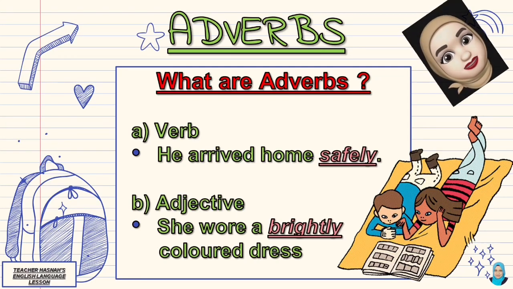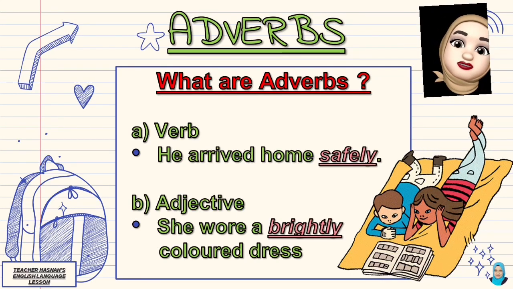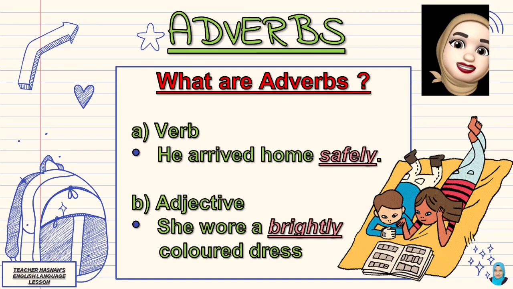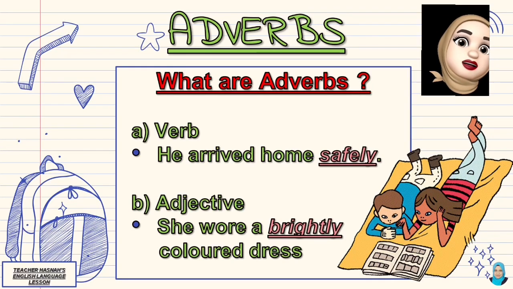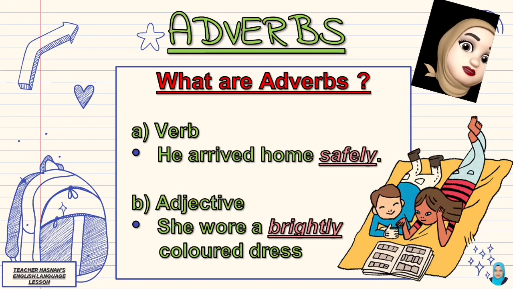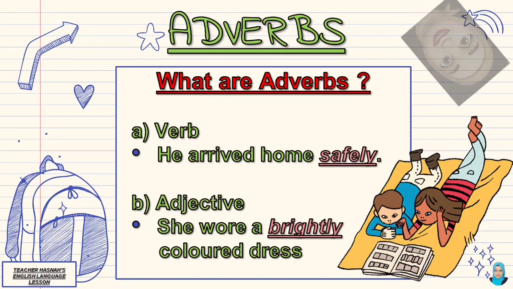Now, what are adverbs? Adverbs add extra information to a verb. For example, he arrived home safely. Safely here says about arriving. Adverbs also comment on adjectives. She wore a brightly colored dress.